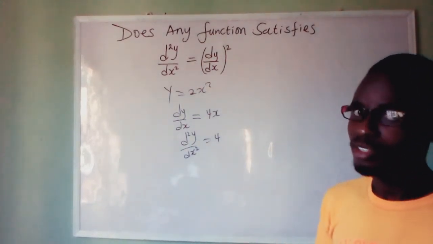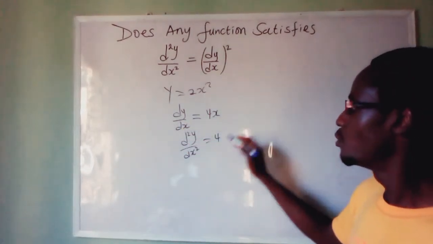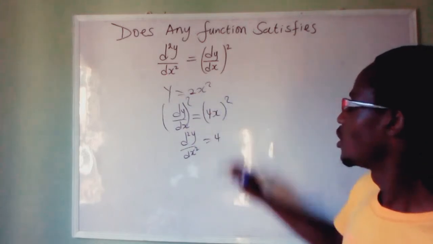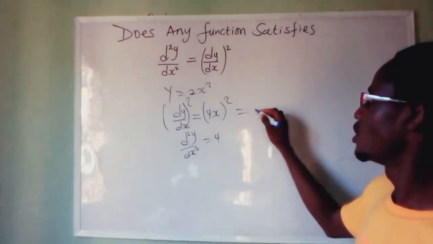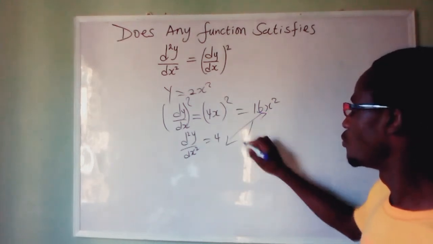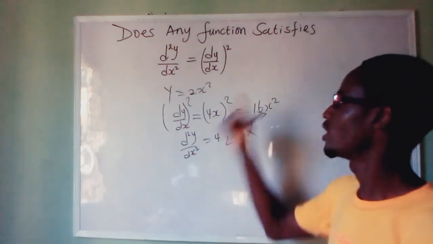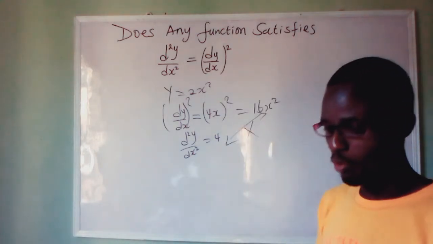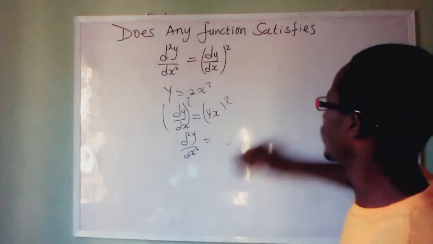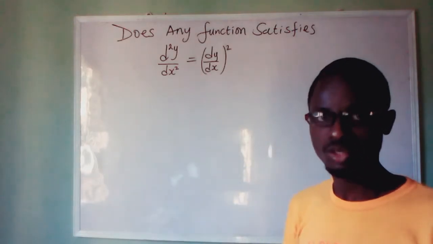And that is not real, but actually, if we're going to test that with this, we would see that the square of this does not give this. So this gives us 16x squared, and that is not equal to 4. However, is there any function that will satisfy this expression? Let's think of how to get such a function mathematically. Okay, let's look at the approach we can take in order to get such a function.